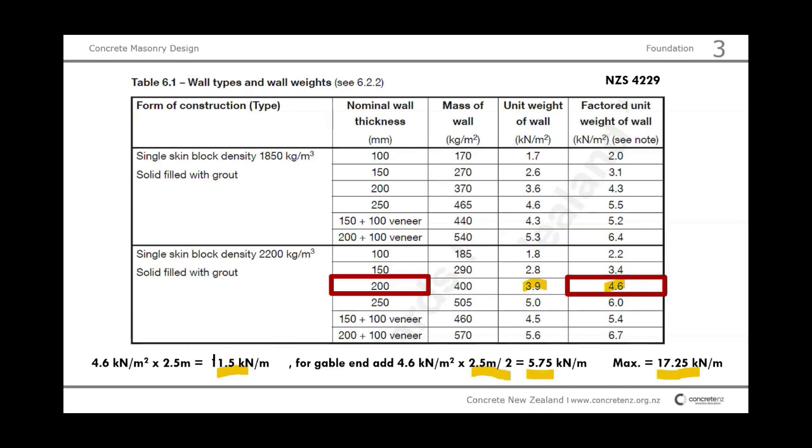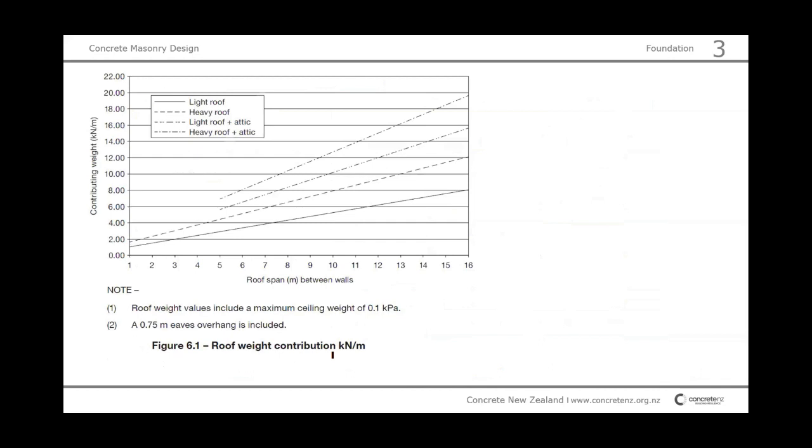But now we have to go back to the long side of the wall because we have to add the weight from the roof and compare whichever is higher. To do that, it's extremely simple again. We don't need to calculate anything. We just go into figure 6.1 where loads are graphically given. So there are 4 options. The first line is for a corrugated light metal roof. The next line assumes a concrete tile roof. This one would be a light roof with an attic, and this is a heavy roof with an attic.